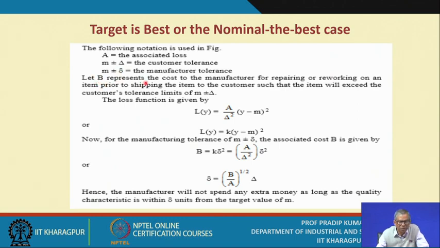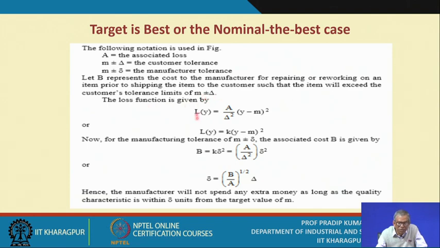Let capital B represent the cost to the manufacturer for repairing or reworking an item prior to shipping the item to the customer. That means you have come across one unit, and you find that it has crossed the M plus minus small delta range. So what do you do? Immediately you must take some corrective measures so that the value is brought back to within M plus minus small delta. Otherwise the item will exceed the customer's tolerance limits of M plus minus capital delta.